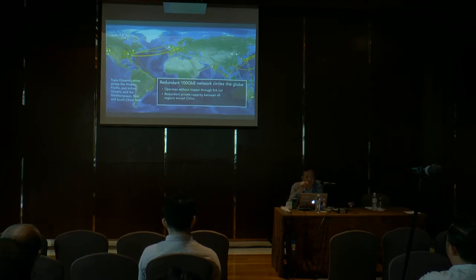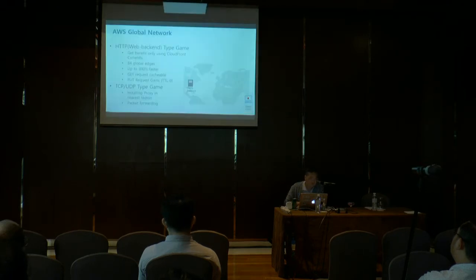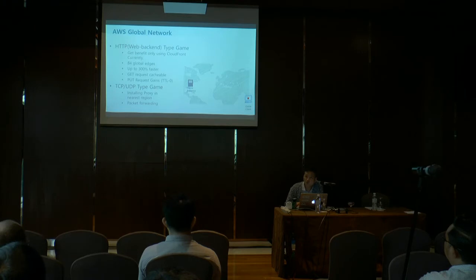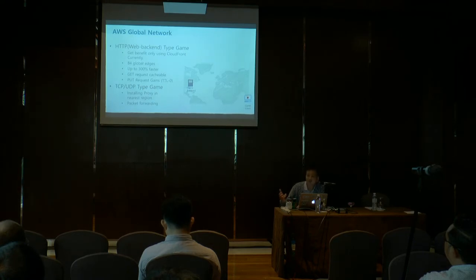The important point is that we have an optimized, managed global network between regions and between CDN points. So for example, for HTTP type games, if you take a look at the numbers, it's up to 300% faster than using just the public internet network. If you use our AWS dedicated, optimized global network, then you can get huge performance advantages.